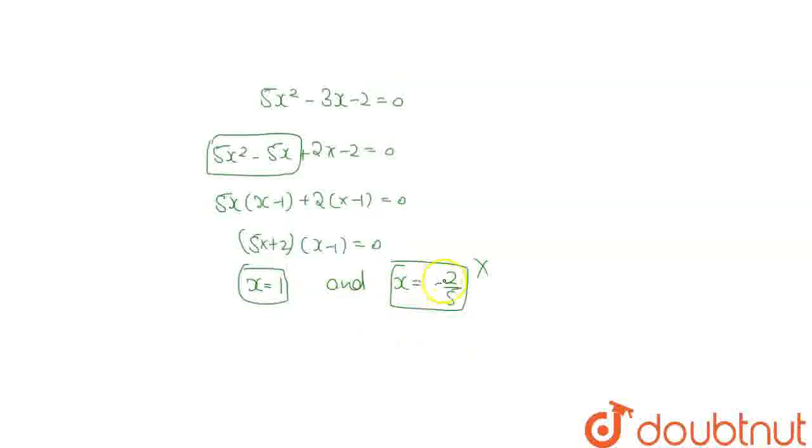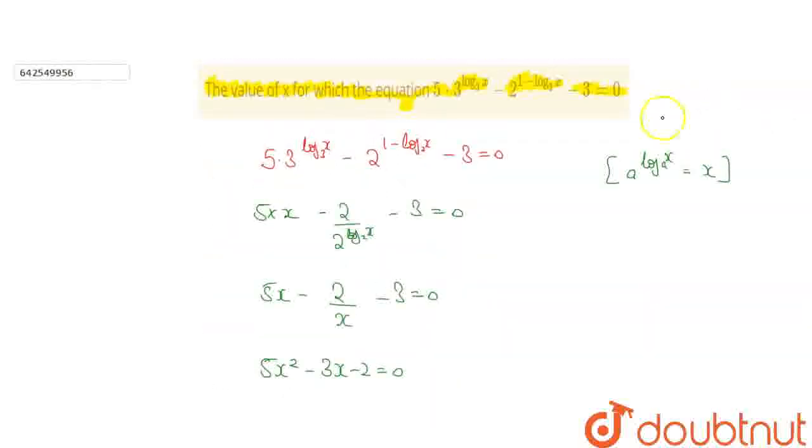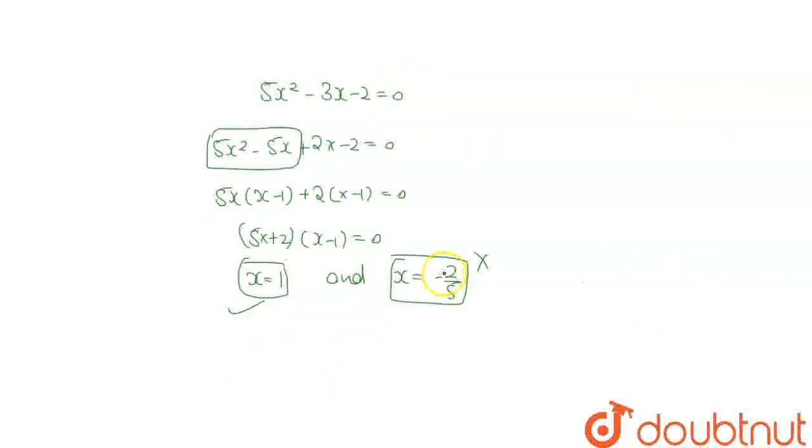As you know, the value of x can't be negative, therefore the solution of this question will be x is equal to 1. The reason why x can't be negative is we need to check the domain of the log. For example, take log x to the base a. This log is defined in the area where x is greater than 0, a is greater than 0, and a is not equal to 1. So x should be greater than 0. Therefore, negative x will not be taken and x is equal to 1 will be the answer.